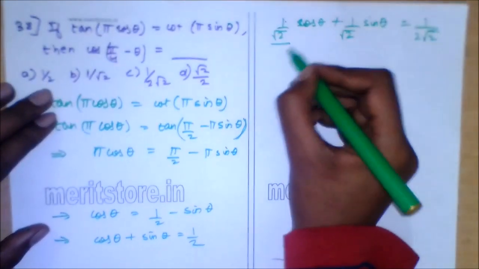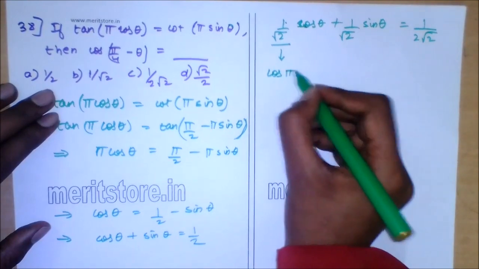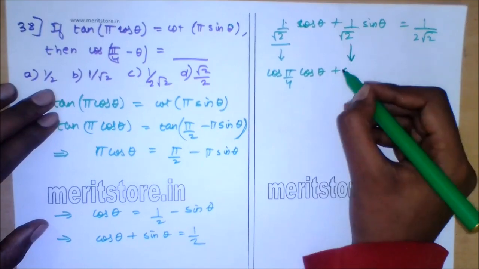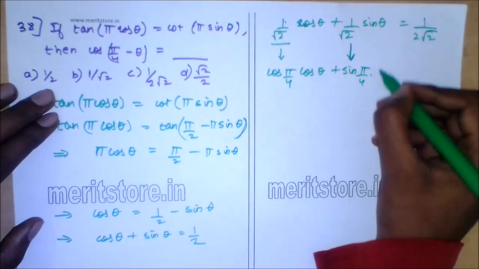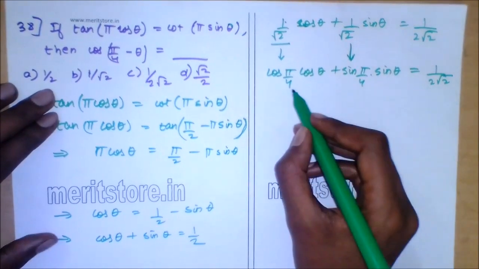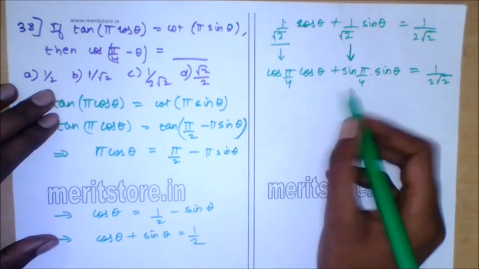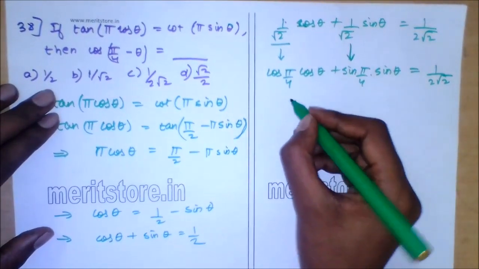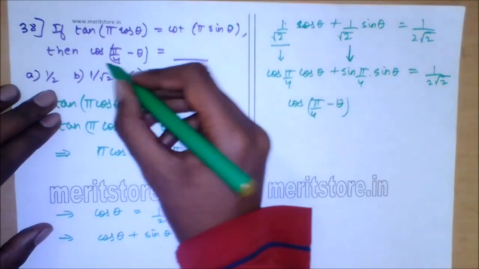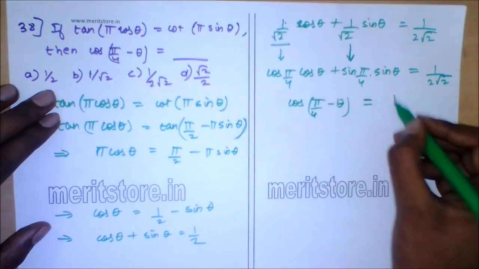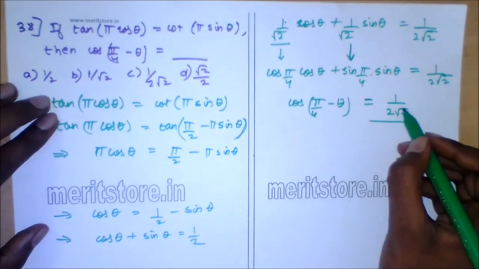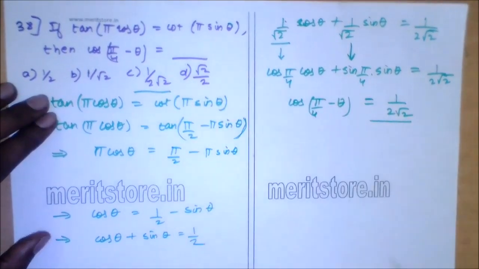Now this can be written as cos pi by 4 cos theta plus sin pi by 4 into sin theta, which is equal to 1 by 2 root 2. So this is in the form of cos A cos B plus sin A sin B, which is the formula for cos of A minus B. So this is cos of pi by 4 minus theta, which is required, is equal to 1 by 2 root 2. So cos of pi by 4 minus theta is 1 by 2 root 2, which is option C.